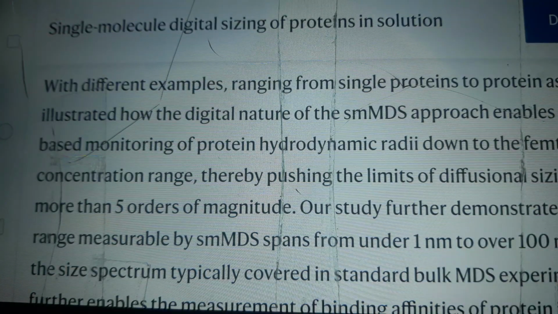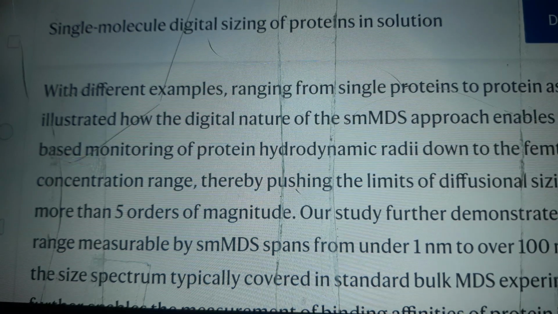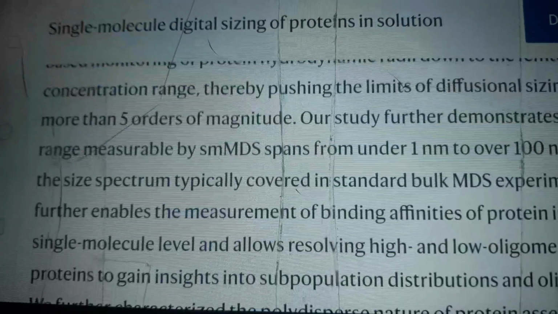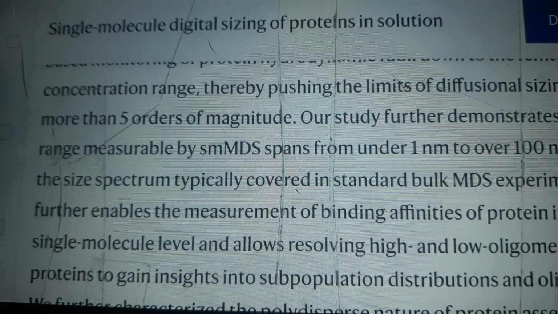With different examples ranging from single proteins to protein assemblies, we have illustrated how the digital nature of the SMM-based approach enables diffusion-based monitoring of protein hydrodynamic radii down to the femtomolar concentration range, thereby pushing the limits of diffusion sizing experiments by more than 5 orders of magnitude.